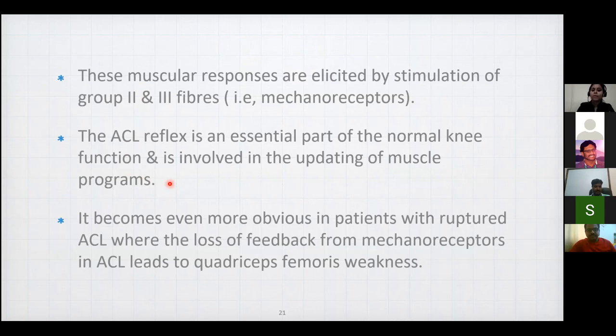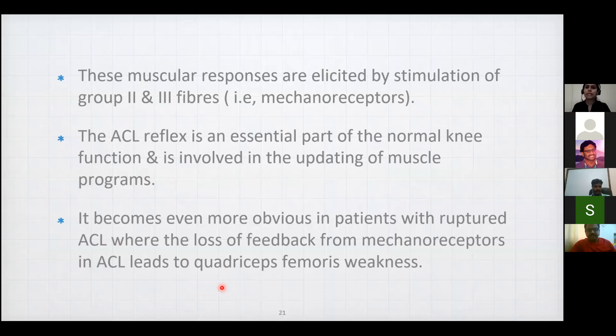So when we are rehabilitating, we update the muscle program. Means there is progression every 10 days or 14 days, we increase the load or resistance. We make the exercise situations more difficult for the patient, so that there is relearning and updating of the muscle. It becomes even more obvious in patients with ruptured ACL, where the loss of feedback from mechanoreceptors in the ACL leads to quadriceps femoris weakness. Again, a subject of lots of clinical importance.